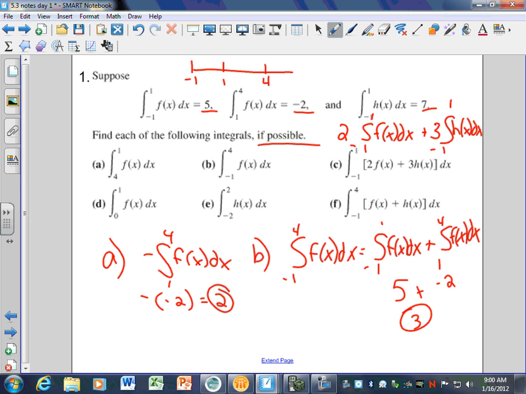I'm going to work up here. So I'm going to get 2 times the value from -1 to 1 is 5 plus 3 times the value of h of x from -1 to 1 is 7. So 10 plus 21, did you get 31 as your answer? Or do you agree with 31 as the answer? What about part D? Find the integral from 0 to 1 of f of x dx.